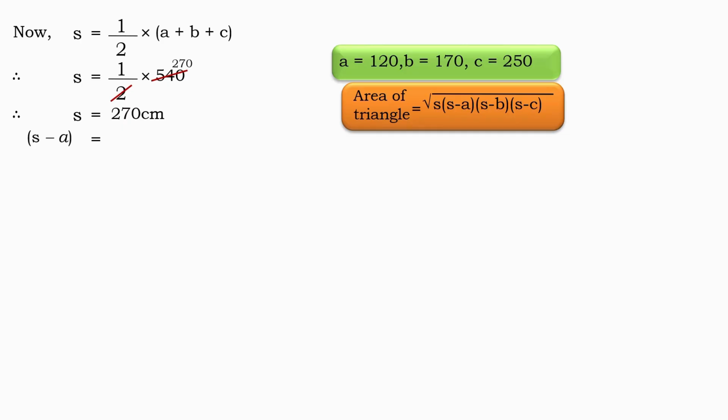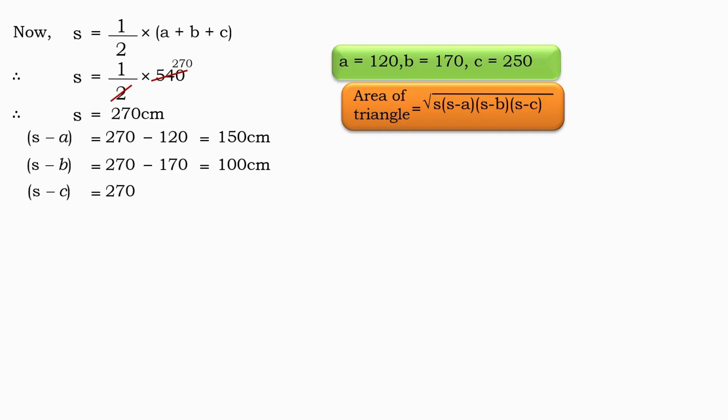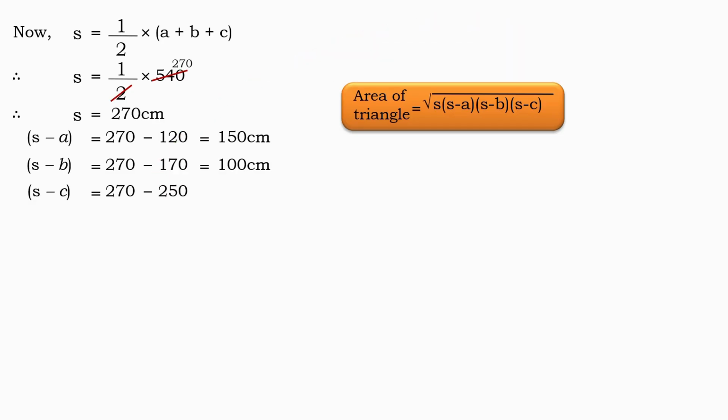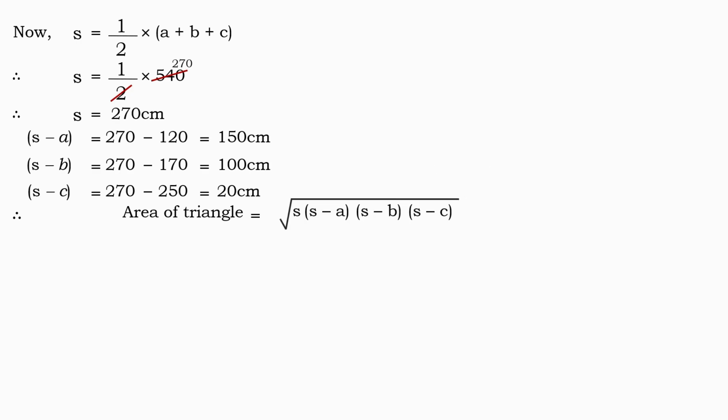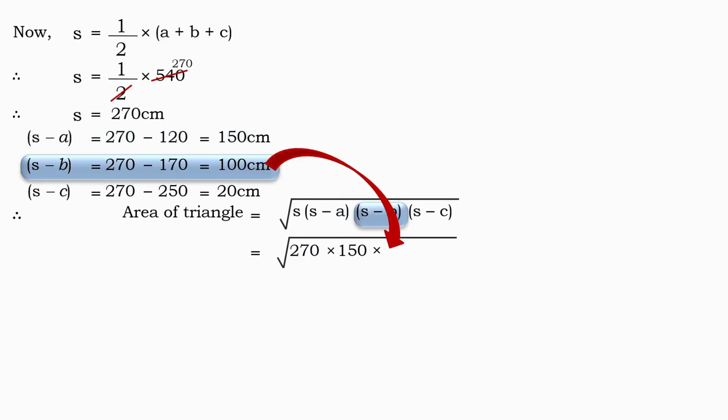So now S minus A will be equal to 270 minus A. That is 270 minus 120. So which is 150 centimeter. Similarly S minus B equal to 270 minus 170. That is 100 centimeter. And S minus C is 270 minus 250, which is 20 centimeter. Now area of the triangle is square root of S into S minus A into S minus B into S minus C. So now put the values over here, 270 into 150 into 100 into 20.